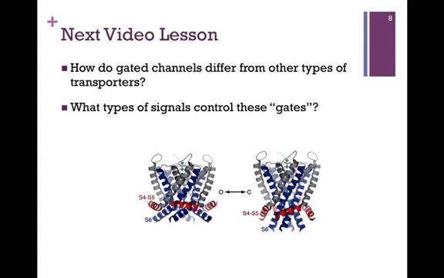In both the ion channels we looked at and the aquaporins, remember, they're always open. They are just more selective than the porins we saw in the previous lesson. So in our next lesson, we want to look at gated channels and see how they differ. They have an open and closed conformation, and so we want to see what types of signals control these gates.